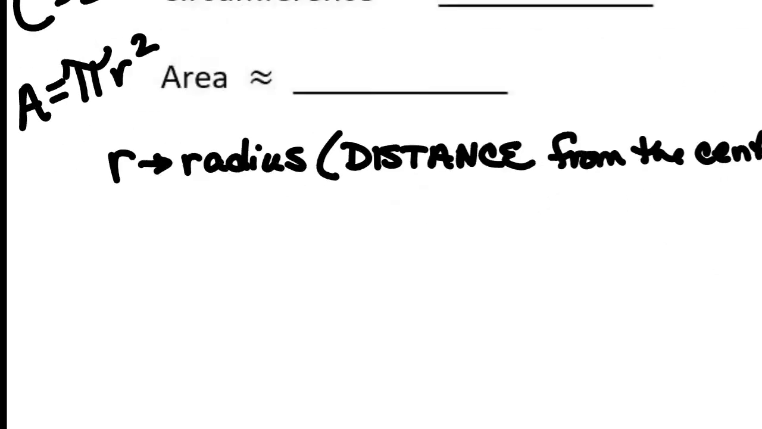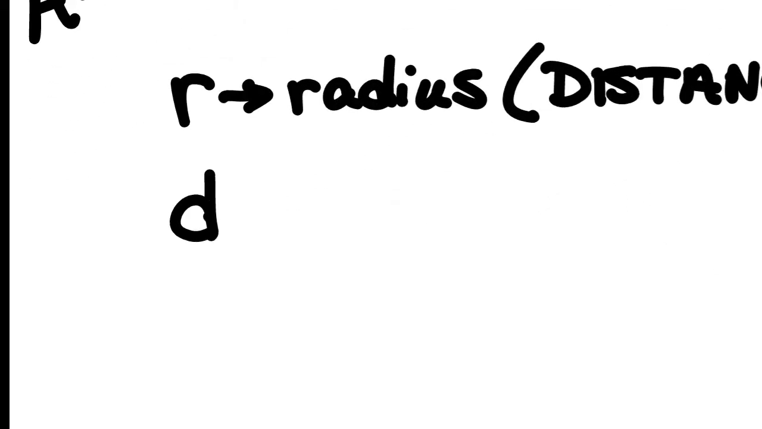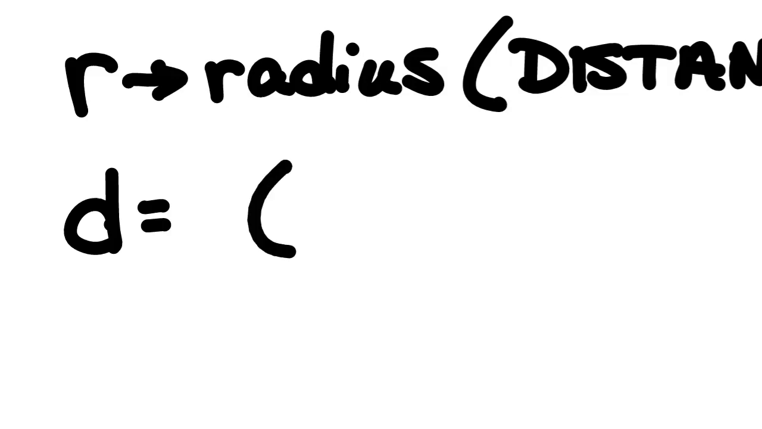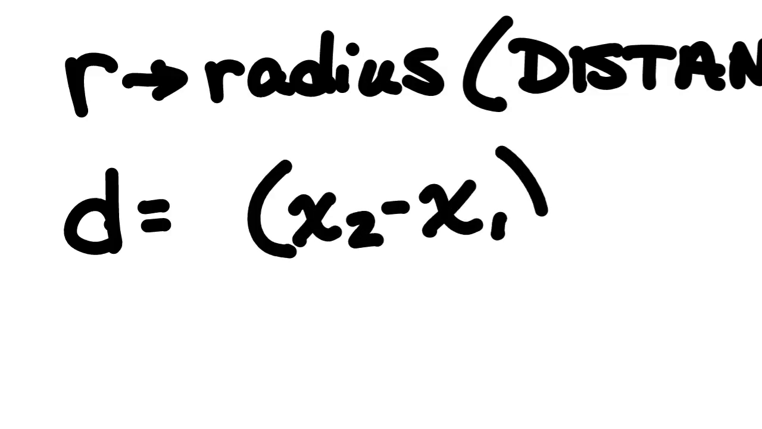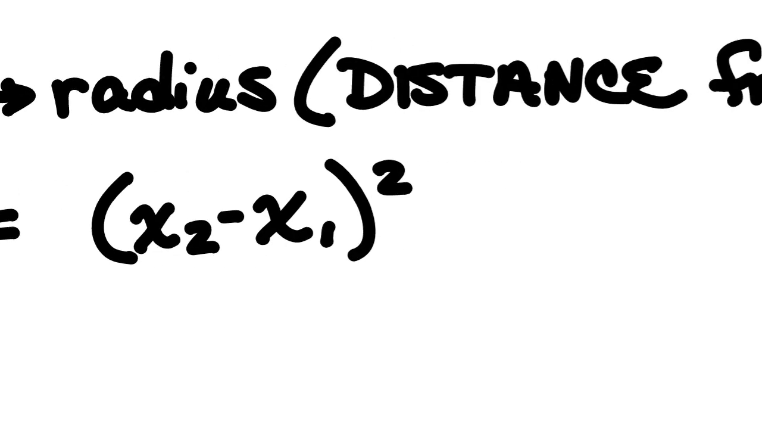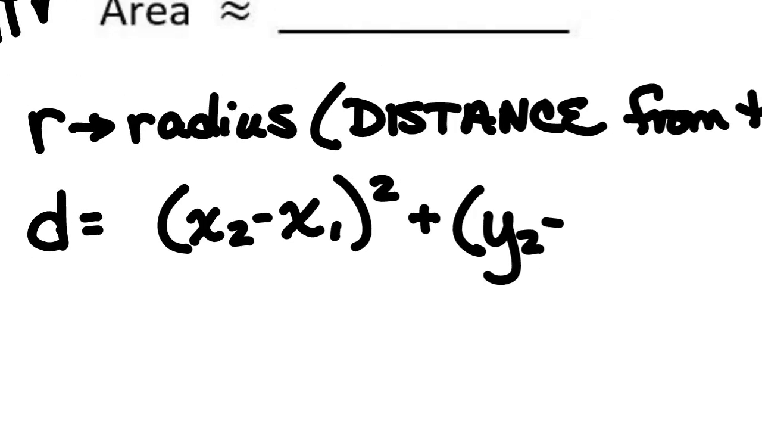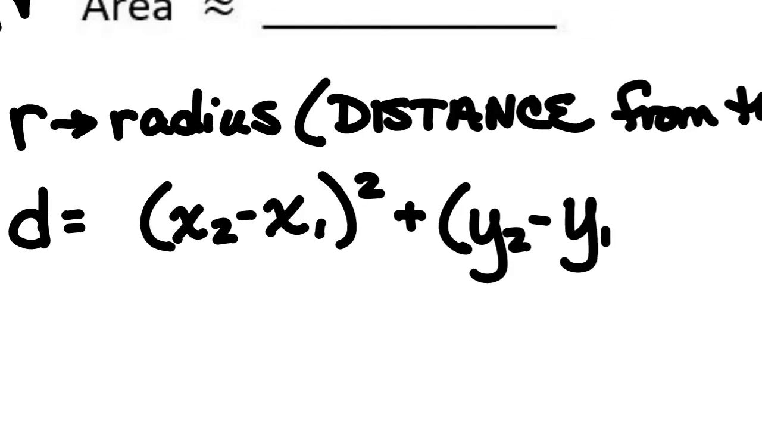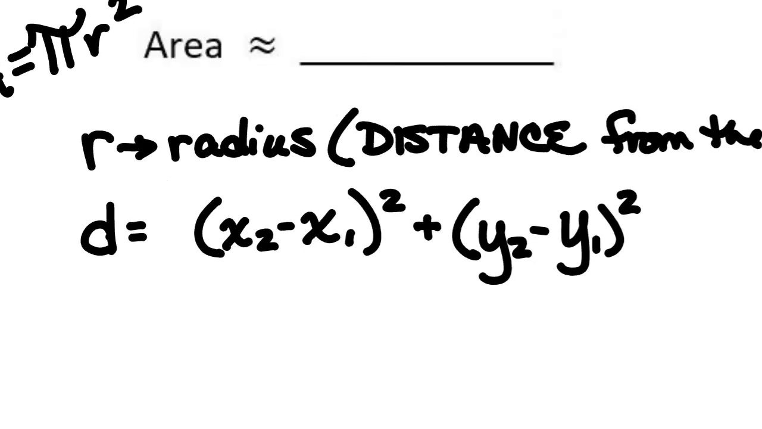Since we're going to be finding distance, I need my distance formula. This is another one that if you want the distance formula on the test, it's got to be on your cheat sheet. Distance formula, we take our x's and subtract them. x2 minus x1, close the parentheses and square it. Plus, then we do the same thing to our y's. y2 minus y1, close parentheses and square it.